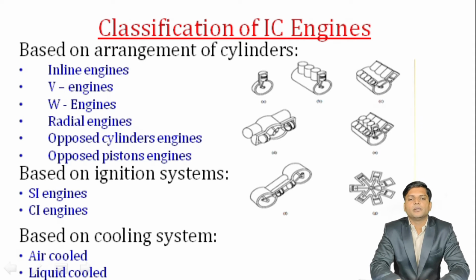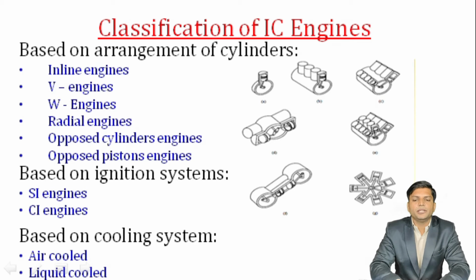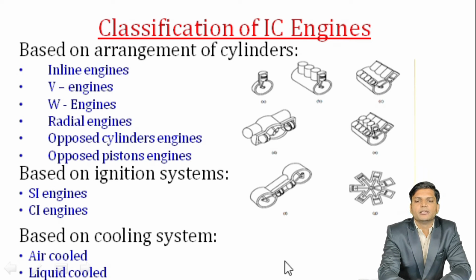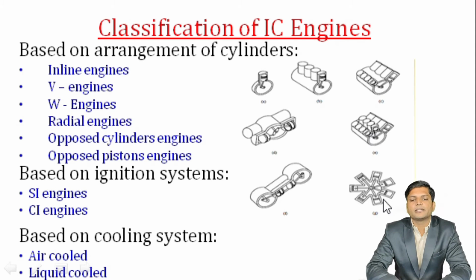And then the next one is the W engine. It is similar to the V engine except the cylinder arrangement is in the W shape. We can see in this figure the 3 rows of cylinders are arranged according to the W shape. The next one is the radial engine. The radial engine uses a single crankshaft, and on the circumference of that crankshaft there are different numbers of cylinders. Generally an odd number of cylinders are used in this arrangement.